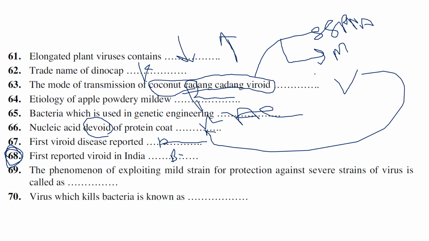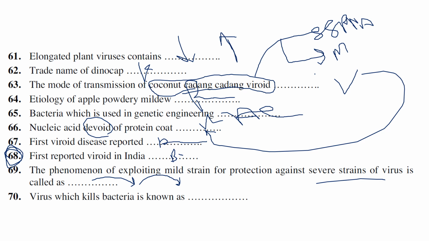The phenomenon of exploiting mild strains for protection against severe strains is generally called cross protection. We know this very well, right? Cross protection was originally developed for tobacco mosaic virus by McKinney in 1929, but now we especially exploit it against citrus diseases, because this technique was very famous in citrus.